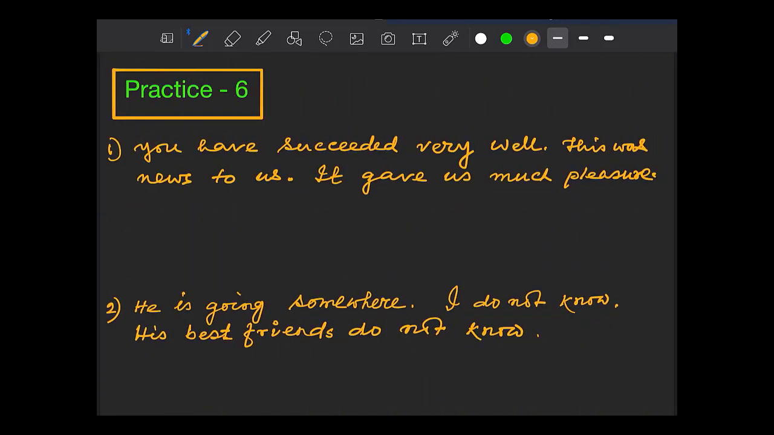See, another sheet is there. Copy these also in your exercise book and do the works one by one, and then check your answer with my answer. See the questions. You have succeeded very well. This was news to us. It gave us much pleasure.